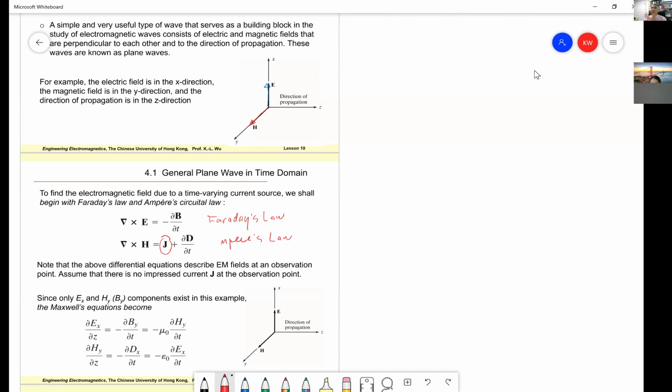But in most of the region where we are interested in knowing the electrical field, we don't have current J, right? We don't have current J. So we have a field point, right? We have a source point.